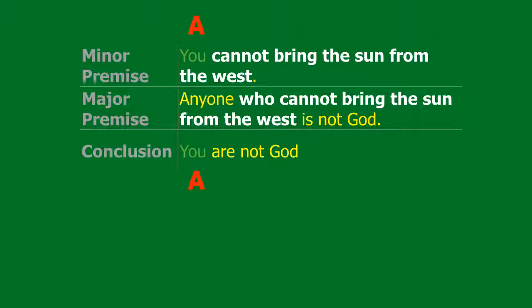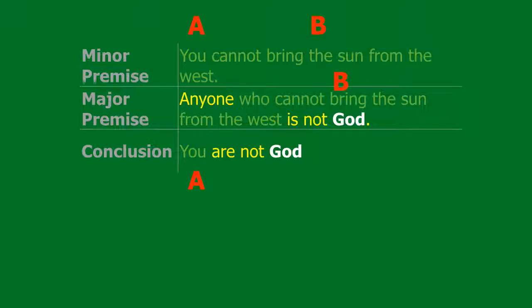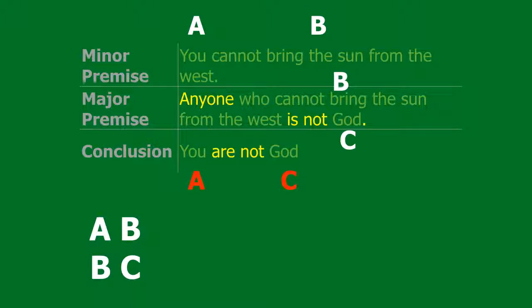We can take the predicate of the first proposition and abstract it away as B, and we find that the predicate of the first proposition of the argument is the subject of the second. And we can take the predicate of the second proposition and abstract it away as C, and we find that C also occurs in the conclusion. So the abstract form of this argument is A, B, B, C. This tells you the subject and predicate of the first proposition and the subject and predicate of the second proposition.